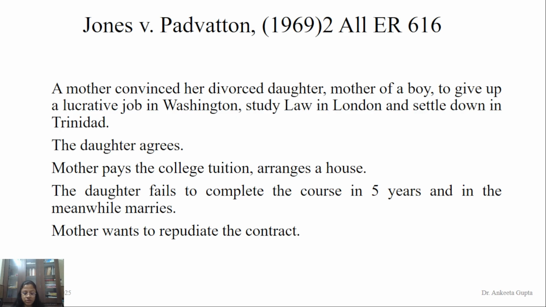The question that was asked was that if the mother repudiates the contract, if the mother withdraws from the contract, is she breaching the contract? Or has the daughter, by not completing the course that she was supposed to complete while staying in London in a span of 5 years, and by remarrying without the consent of the mother, breached the agreement before the mother repudiated the contract?